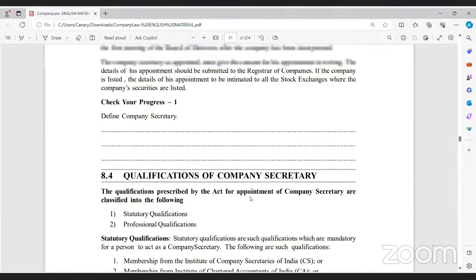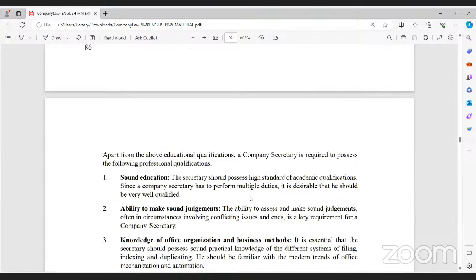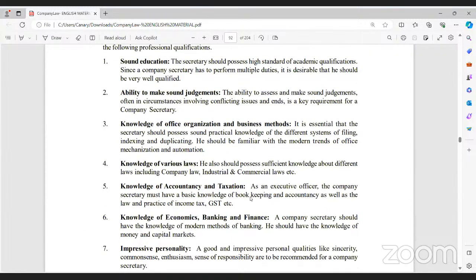And next, what are the other professional qualifications to be a company secretary? He is the one who takes the responsibility of executing the policies made by the board of directors in their decision meetings, and he has to bring coordination. He is a link between the board of directors, shareholders and staff.